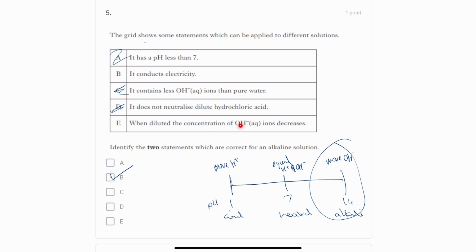And then when diluted, the concentration of hydroxide ions decreases. So as we dilute something, we're adding water, so it's becoming more like a neutral solution. So as we dilute it, the pH will decrease and there will be less hydroxide ions as the hydrogen and hydroxide ions start to balance out. So that would also be a true statement.